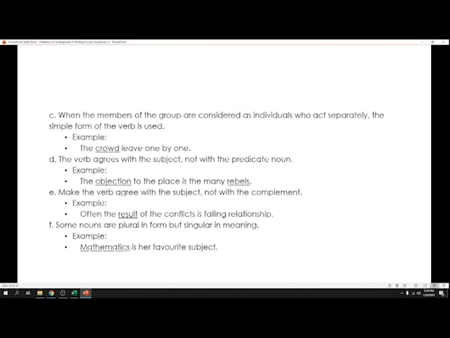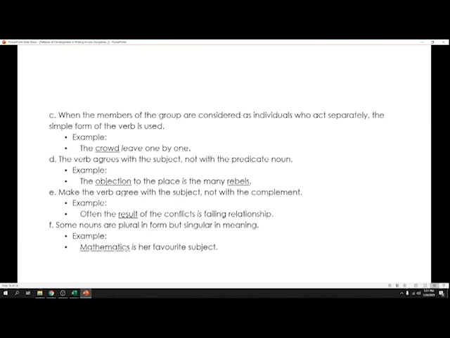So, often the result of the conflicts is failing relationship. So, kinakailangan naka-agree siya sa ating subject, which is the result. Kasi baka merong iba sa inyo na magtataka, conflicts man yan, sure, marami man yan. So, kinakailangan "is" yan, hindi "are." Kasi this is a complement. So, the result here is the subject.